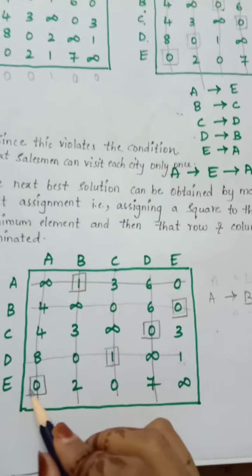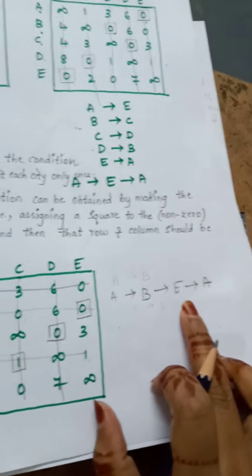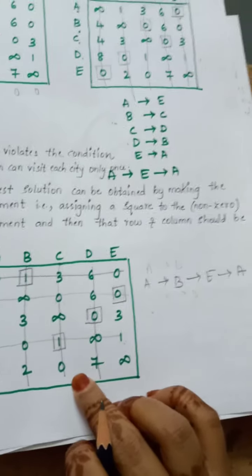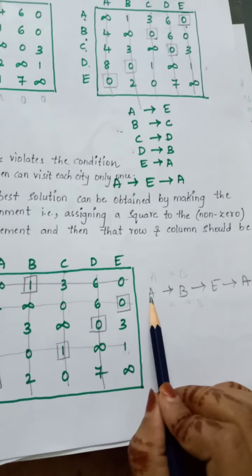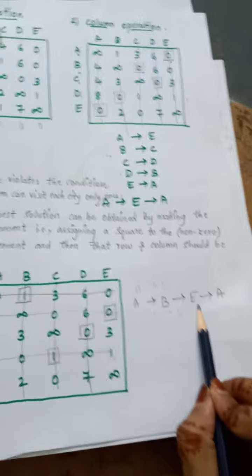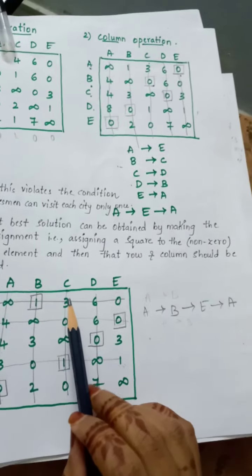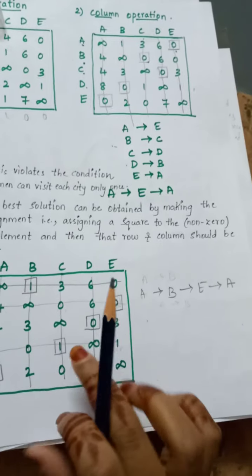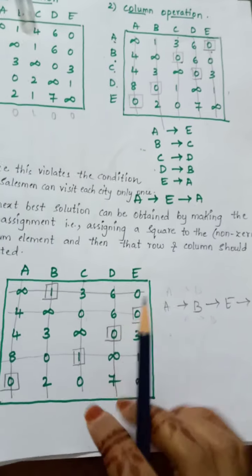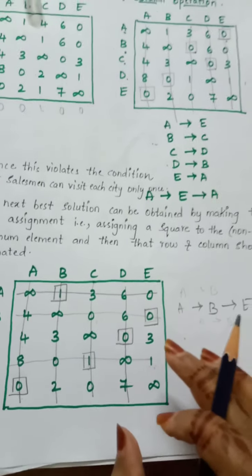Next, from E he is coming again back to A. So student, this sequence we have obtained from this assignment. The salesman, starting from his home city A, visited B, and next he visited E, and then he returned to his home city, but he did not go to cities C and D. So this assignment is not correct. We have to do the assignment till the optimality has been reached.